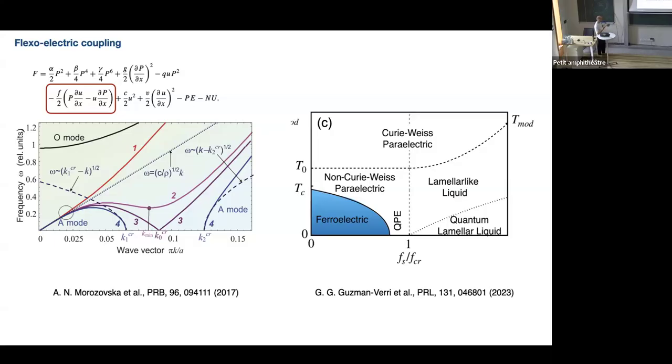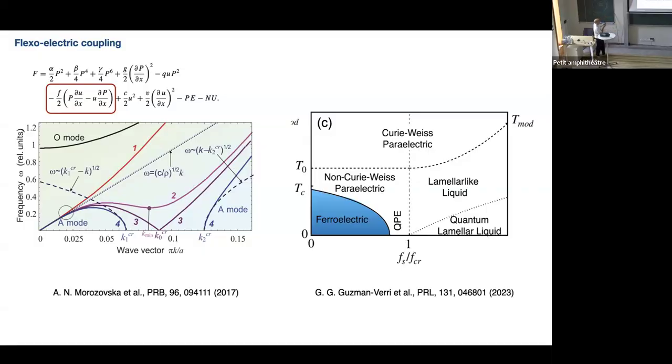And if you put the right coupling, this is the so-called flexoelectric coupling. This is for symmetry reasons. So what we couple is the polarization with the derivative of the strain. You can actually induce an anomaly in the acoustic branch, and you can even induce an incommensurate phase transition.